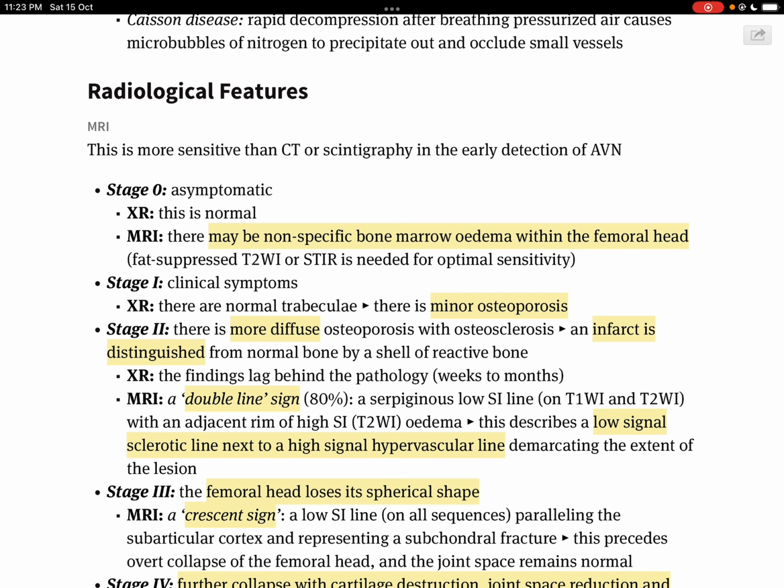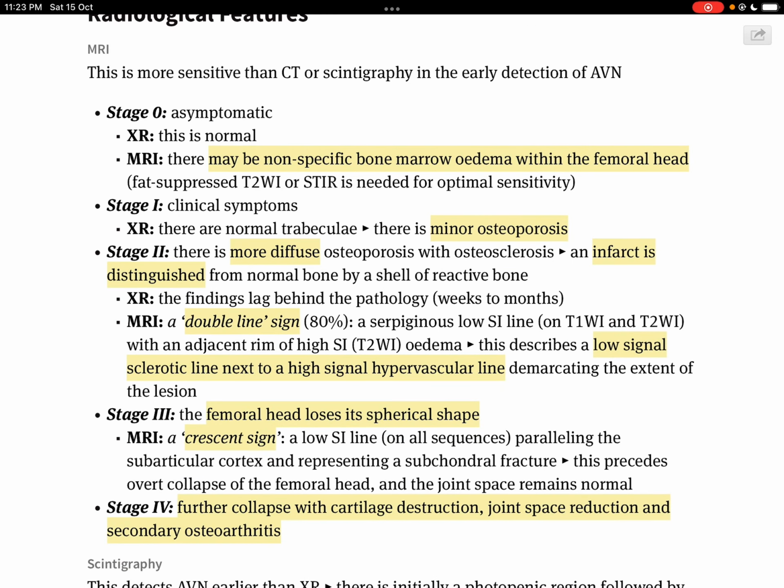Stage 1: clinical symptoms are present. On X-ray, there are normal trabeculae, with minor osteoporosis. In stage 2, there is more diffuse osteoporosis with osteosclerosis. An infarct is distinguished from normal bone by a shell of reactive bone. On X-ray, findings of stage 2 lag behind the pathology by weeks to months.